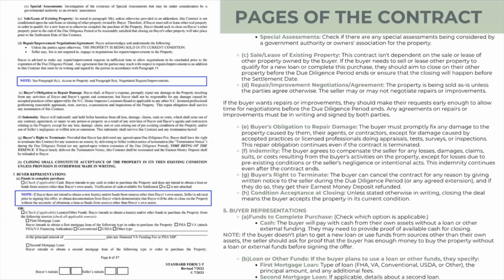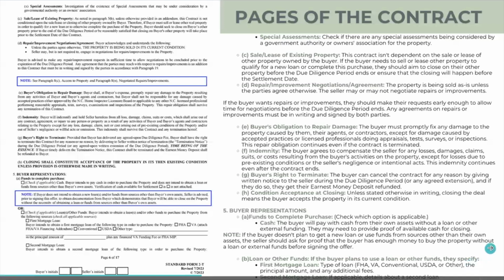C, sale or lease of existing property. This contract isn't dependent on the sale or lease of other property owned by the buyer. If the buyer needs to sell or lease other property to qualify for a new loan or complete this purchase, they should aim to close on their property before the due diligence period ends. This ensures that the closing will happen before the settlement date.